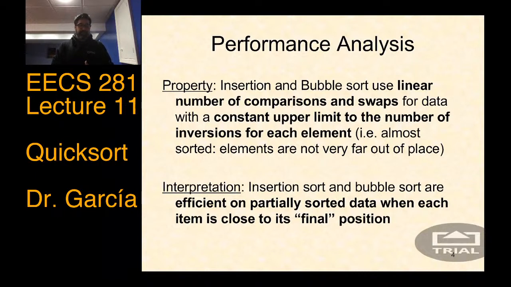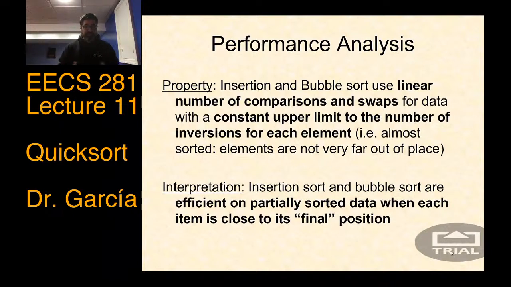So the property is that insertion and bubble sort use a linear number of comparisons and swaps for data with a constant upper limit on the number of inversions for each element. Okay, so that last phrase is basically saying that they effectively perform in linear time if the input array is almost sorted. So that's basically the interpretation you see below.